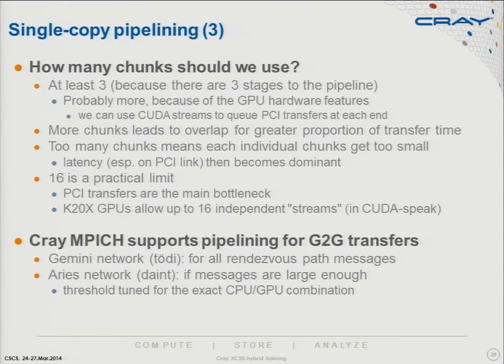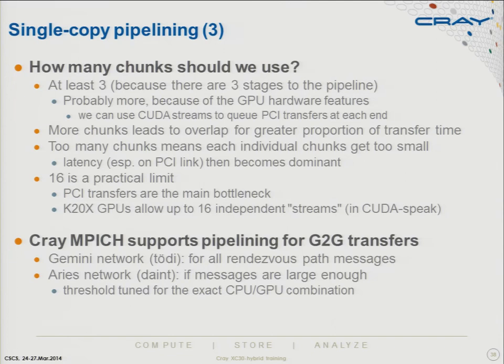Internally, how does it work? Basically, it's using CUDA streams, if you know anything about CUDA, the asynchronous streams. It's using streams to queue up the PCI transfers at each end. The more chunks you've got queued, the faster it gets things through, just because there's less time getting the next one up and ready because it's all queued up. So more chunks gives you greater overlap.